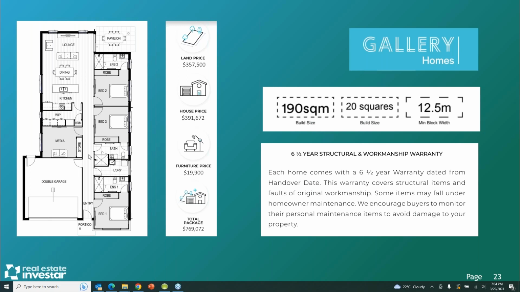Still have a separate laundry there. Bedroom 3, the next one down, again has its own ensuite bathroom. And bedroom 2 has its own ensuite as well.